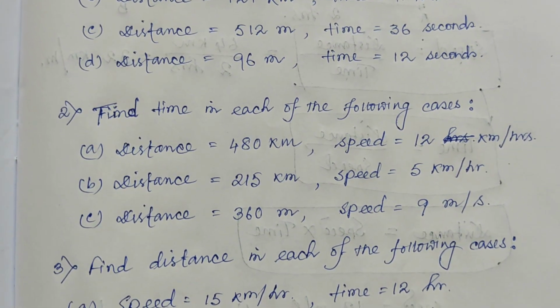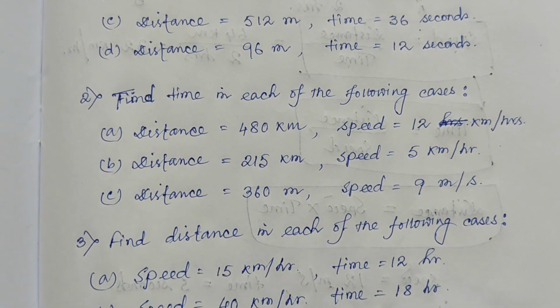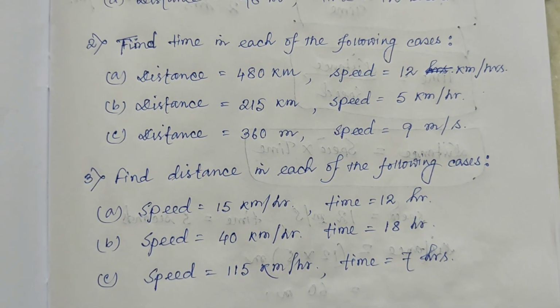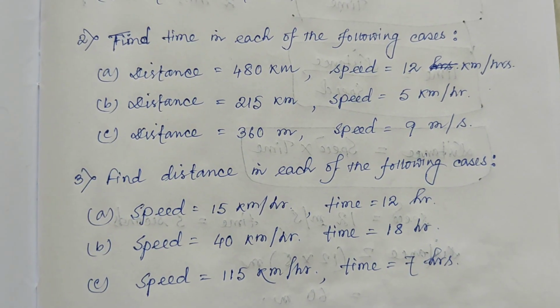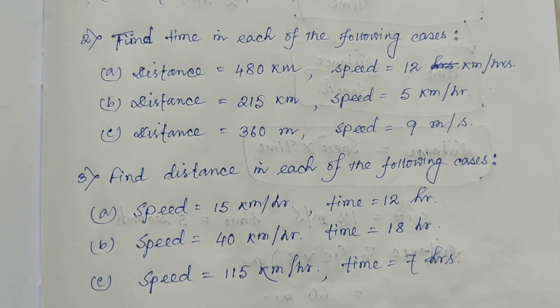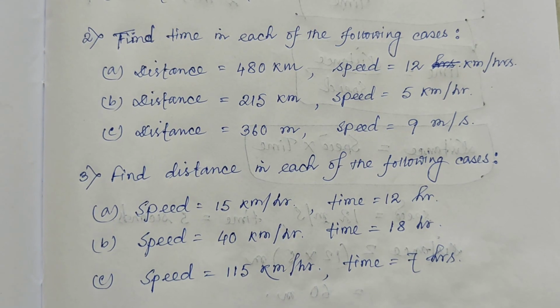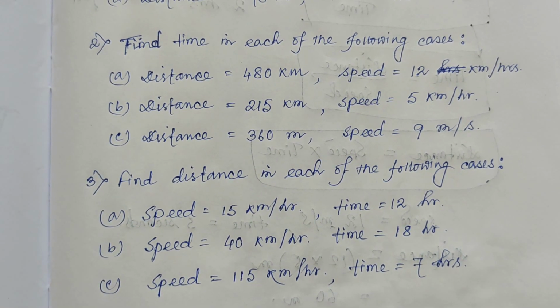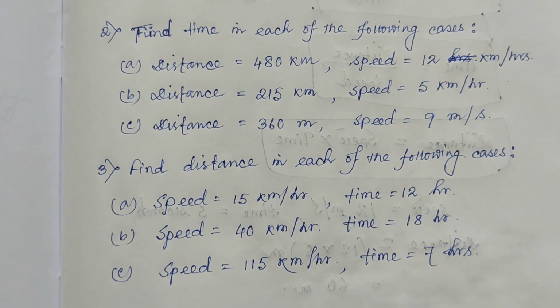Number 2, find time in each of the following cases. A, distance 480 km, speed 12 km per hour. B, distance 215 km, speed 5 km per hour. C, distance 360 meters, speed 9 meter per second.